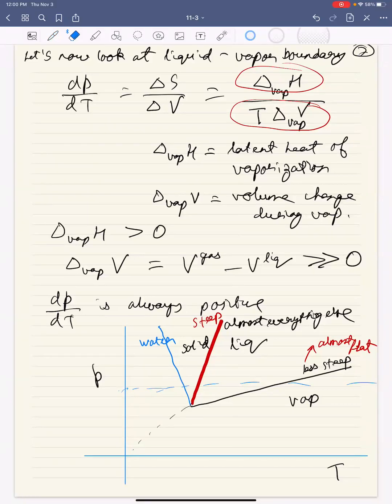Good. So now let's think about this third one, which is the solid vapor phase boundary. Okay, and then this would be our triple point.